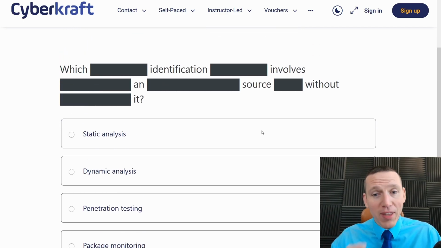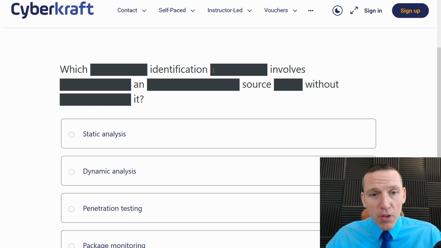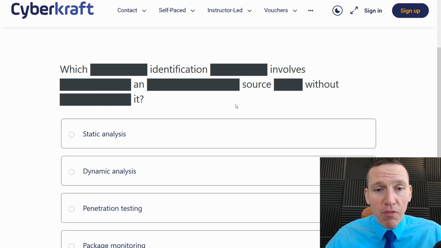Okay, so I got to figure out what this is asking. And the goal here is to kind of show you how you can pick keywords out from a question to help answer the question. So one of the things I'm noticing is that it looks like the words were blacked out, but I can see kind of the length of the word. So that gives me a little clue. Which something identification blank, this might be identification method, involves blank source blank without blank it. Okay, so maybe this identification method involves doing something to the source without, maybe that's revealing it.